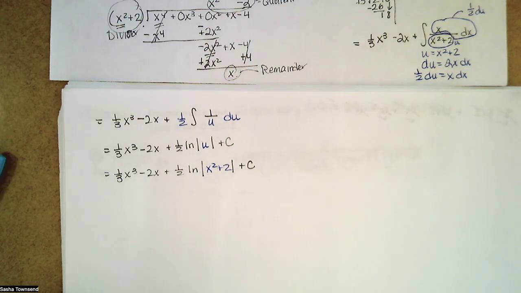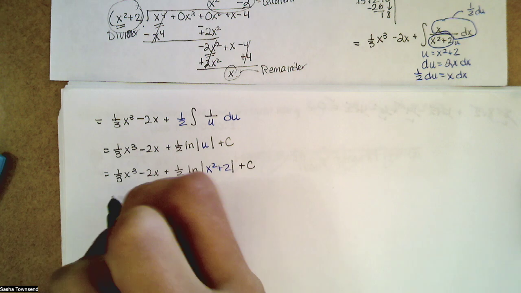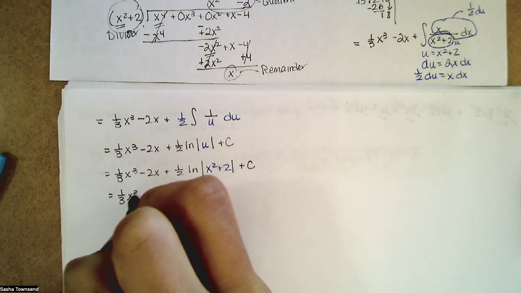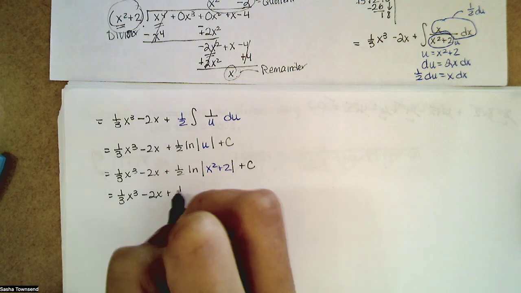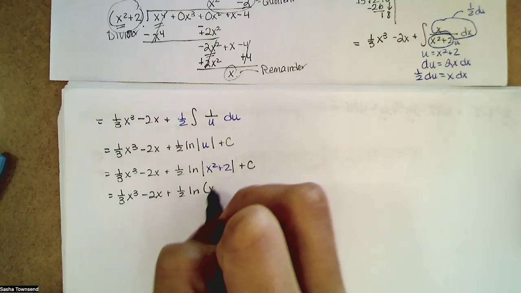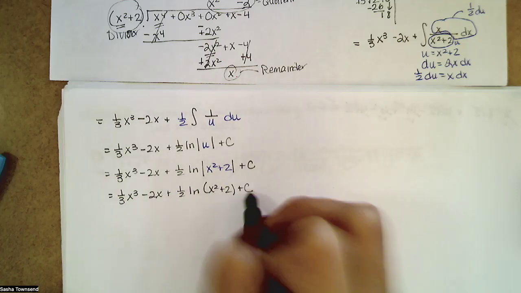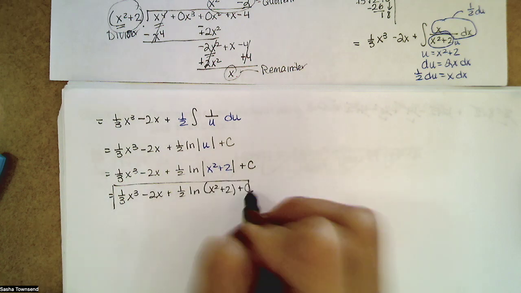And the absolute value of x squared plus 2 is x squared plus 2 because x squared plus 2 is already greater than or equal to 2. It's never negative. So we don't really need the absolute value bars in that case. You can keep them there. They're just redundant. They don't tell you anything new. So that is my final answer.